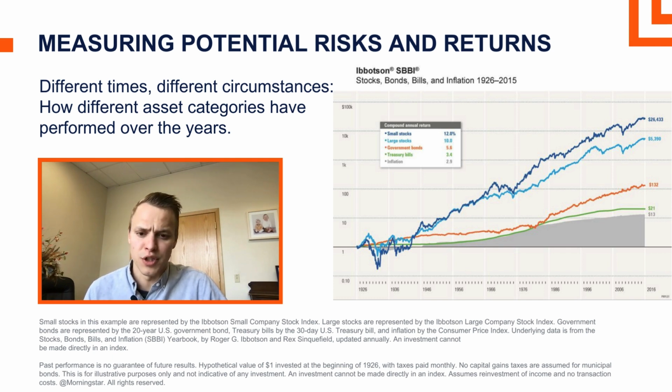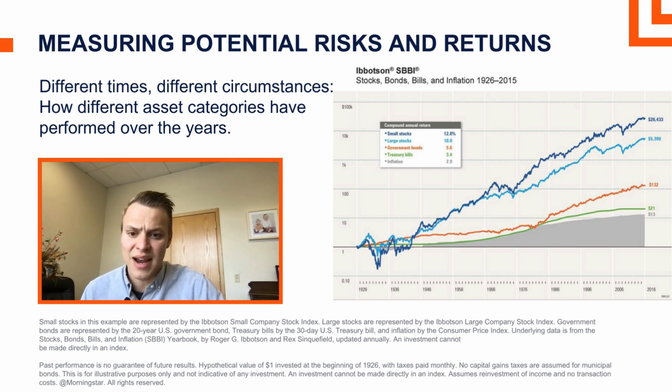This is what we refer to as the Ibbotson chart, named for the researcher, author, and university professor Roger Ibbotson. As an FYI, the initial investment for each of these investments in 1926 was a hypothetical value of $1.